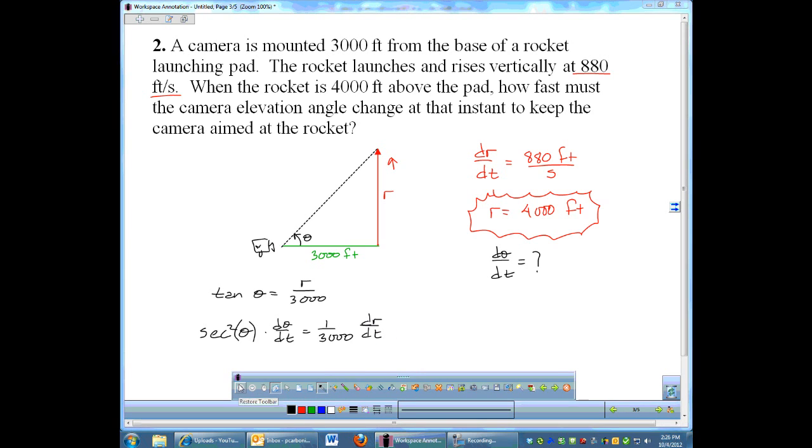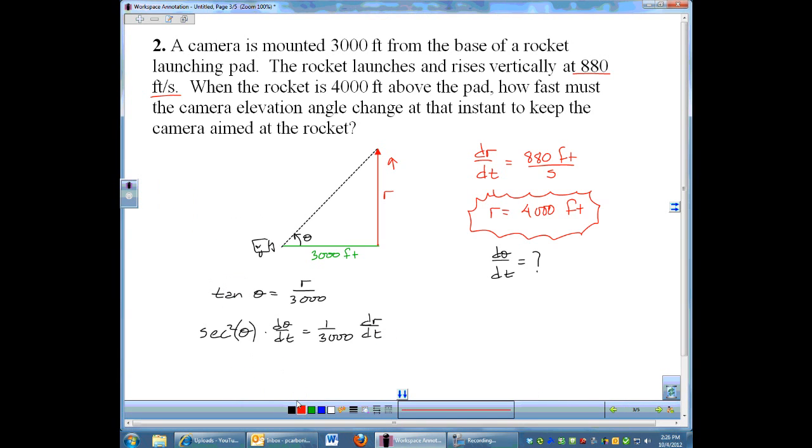And now we start trying to plug in. And you're going to run into a little bit of a problem here. d theta dt is the unknown, so that's going to remain d theta dt. 1 over 3,000 is already given. dr dt, okay, that was given. That's 800, so I can go ahead and plug in, not 800, but 880. I can go ahead and plug in 880 for dr dt, and I'm always keeping note. I don't write the units in here, but just be aware of the units. Now, secant squared of theta.